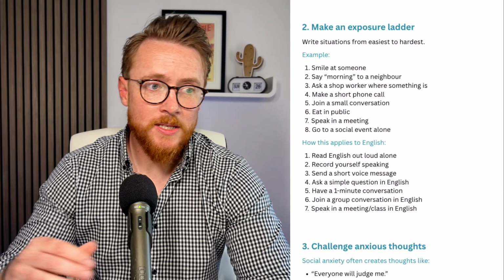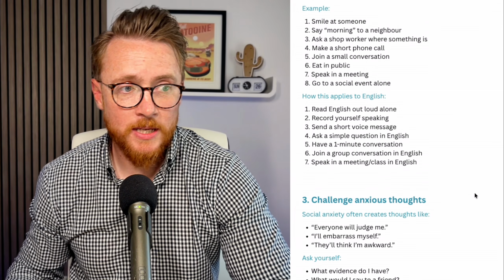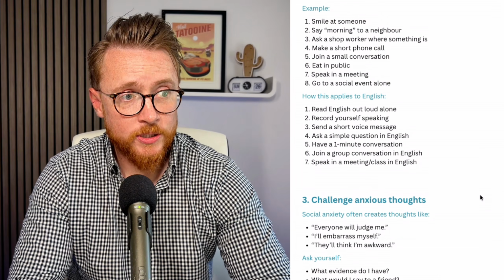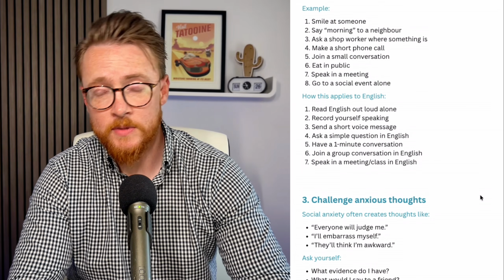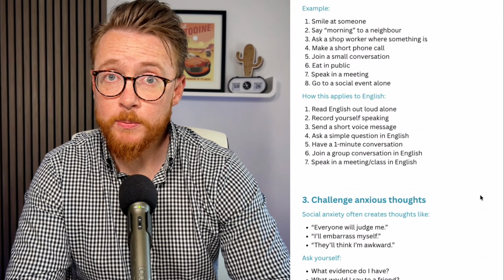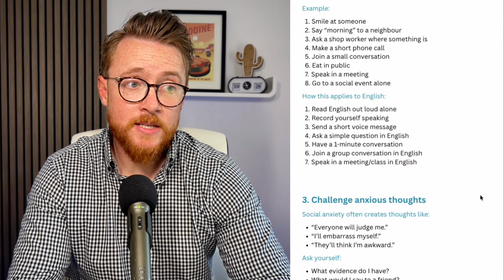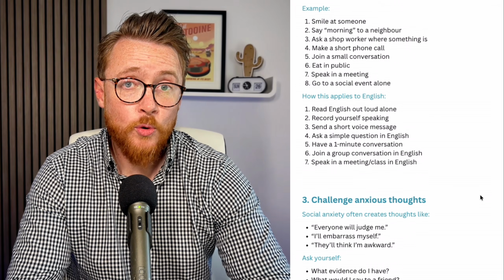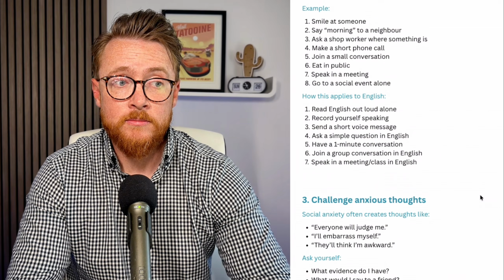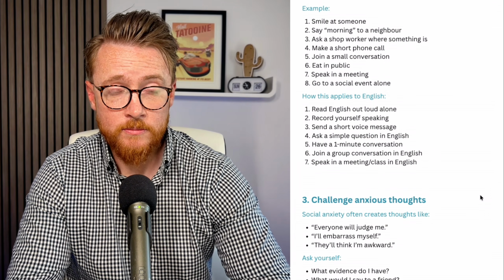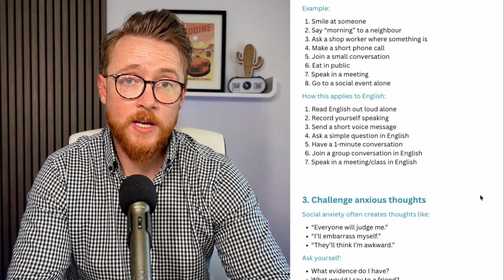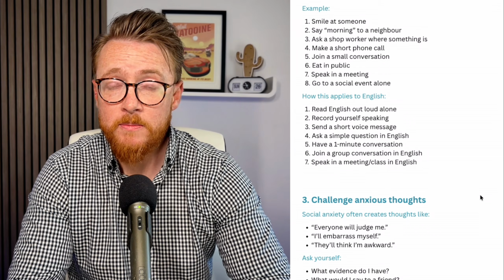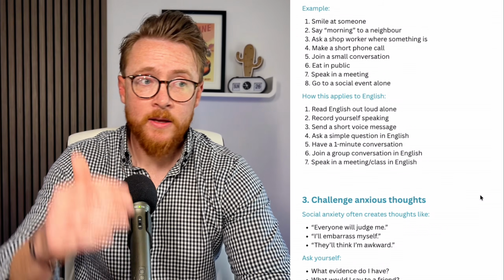That's okay. So here's an example exposure ladder when it comes to English. The first rung, the first step of that ladder we're going to jump on, is to read English out loud alone. Then we're going to climb up the ladder: record yourself speaking. Thirdly, send a short voice message to a friend or a colleague. Ask a simple question in English. Have a brief 1-minute conversation. We keep going up the ladder. Join a group conversation in English or a group speaking class. Seven, speak up in a meeting, in a class, in a social event.